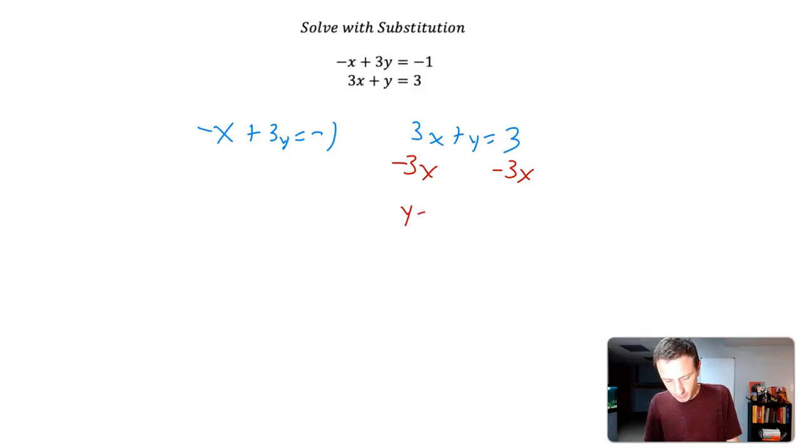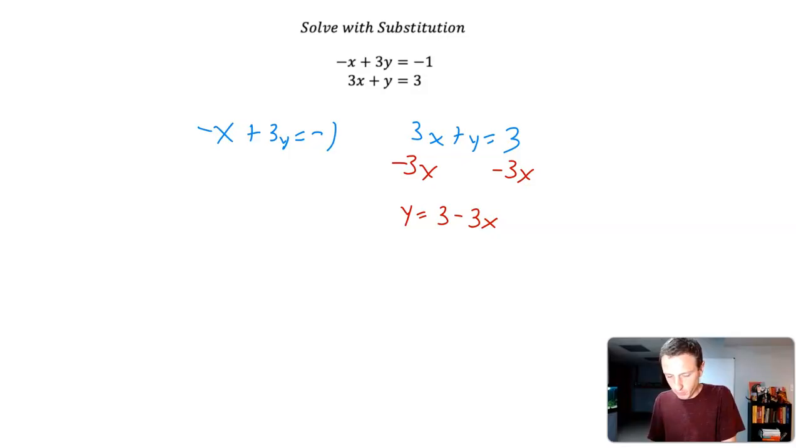And that's going to give me y equals, it doesn't matter if you write it as 3 minus 3x or negative 3x plus 3. I'm just going to write it as 3 minus 3x because we're just doing substitution. We're not graphing or anything like that. So I'm just going to leave it like that. Now I have y equals 3 minus 3x. That's going to be my substitution.